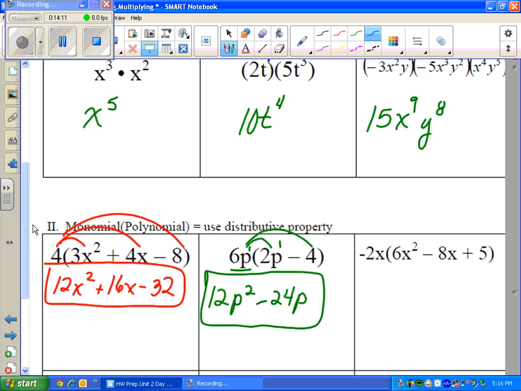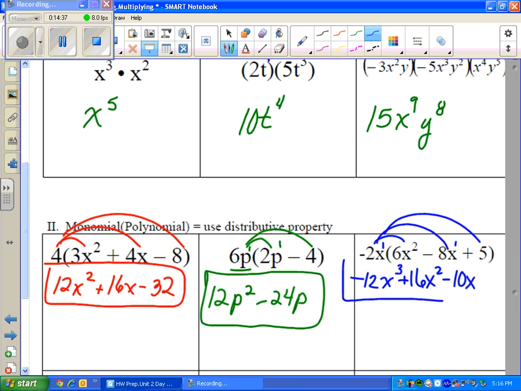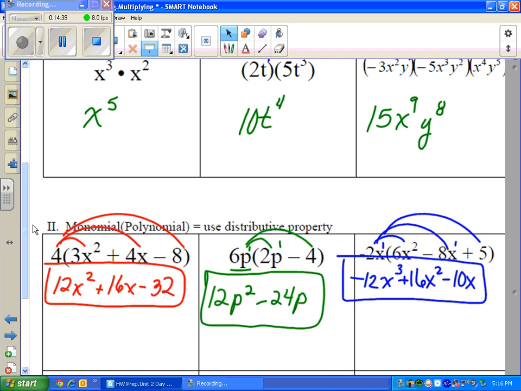On the last one, I've got a negative 2x needs to be distributed to all three of these terms. We have negative 2 times 6 is negative 12. And then x to the first times x to the second is x to the third. On the middle one here, we have a negative times a negative. That's a positive 16, and then x squared. And then lastly, we have negative 2 times a positive 5. That's a negative 10, and there's the x that we distribute. All right, there's our answer.